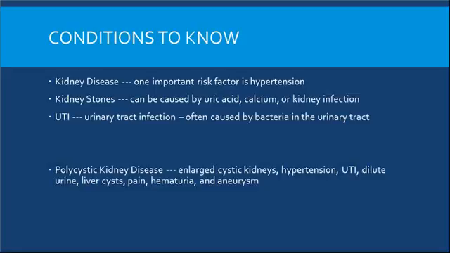Polycystic kidney disease. This is enlarged cystic kidneys, hypertension, urinary tract infection, dilute urine, liver cyst, pain, hematuria, and aneurysm. Those are all signs and symptoms that could indicate that someone has polycystic kidney disease.